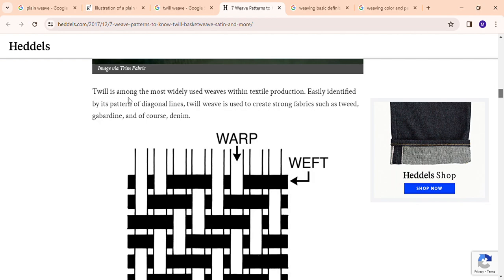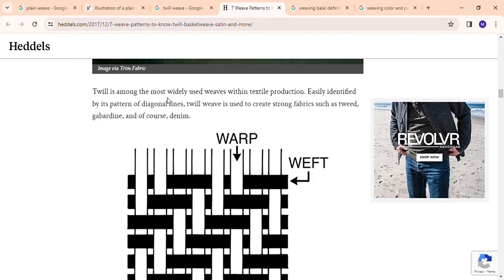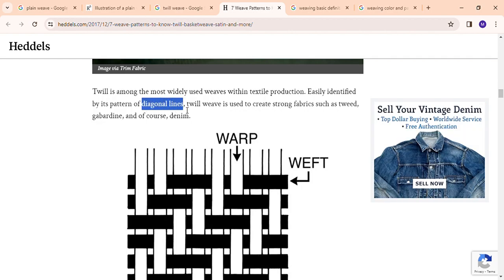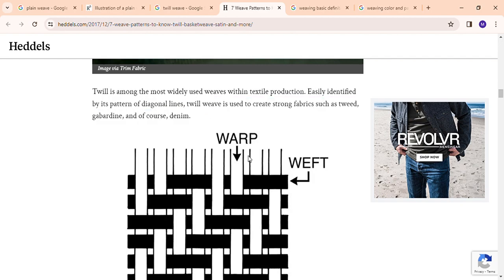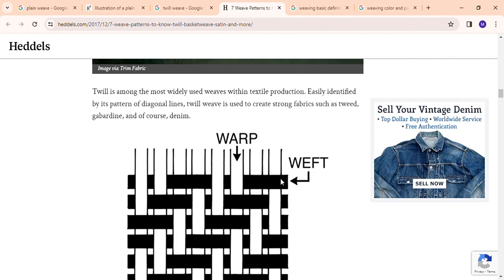Twill is among the most widely used weaves within textile production, easily identified by its pattern of diagonal lines. Diagonal lines is a very important key which you should always remember when you discuss in a classroom or in a live presentation. Twill weave is used to create strong fabrics such as tweed, gabardine, and of course denim. The warp thread will remain the same, and we will play around with the weft thread again.